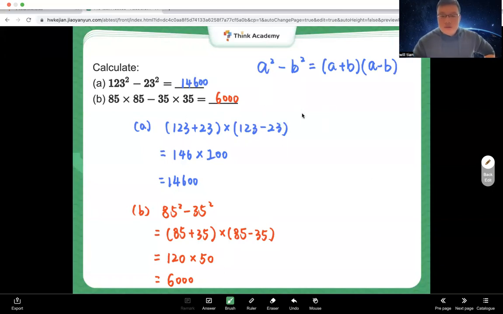All right, guys, that's about this formula, about this difference of square numbers. It's going to be really useful. I hope you can remember that, okay?